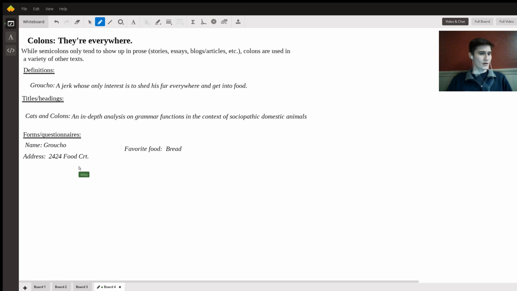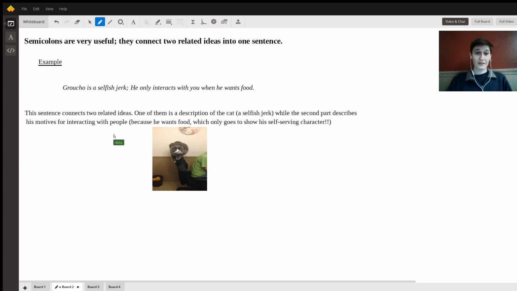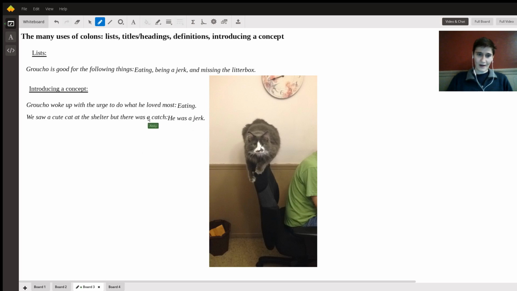I would say the primary difference between colons and semicolons is that with semicolons, you can always separate the two parts of the sentence and make it into two complete sentences. So, for example, here, the first part of the sentence, we got Groucho is a selfish jerk. That can sustain itself as a sentence alone. And then the second part also is a complete sentence. Now, with colons, this could be true.